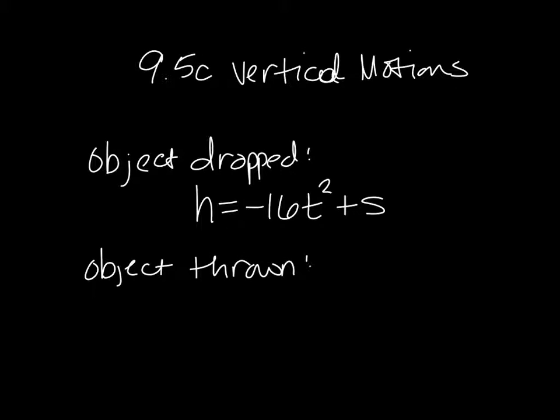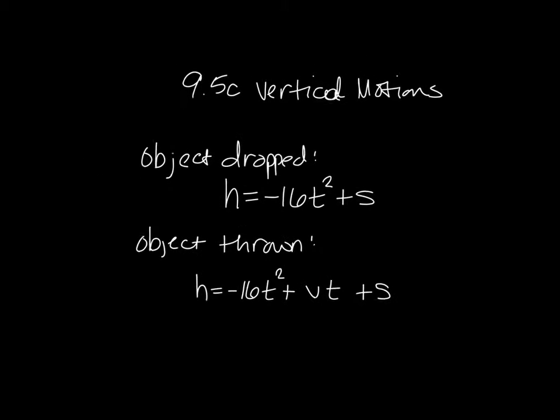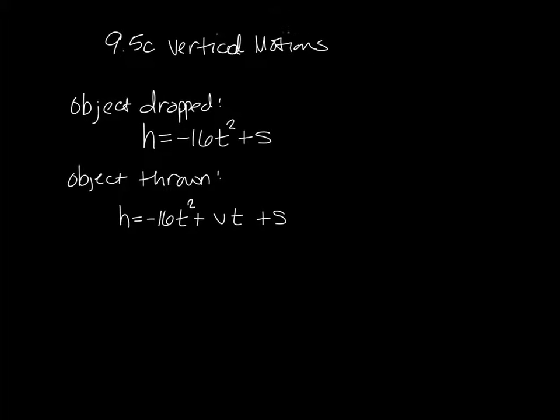The formula is actually very similar. It's h equals negative 16t squared plus s at the end, so it looks just like that except for what's in the middle. And the middle is going to be vt. So that's the addition, this vt. Let's talk about what all of this stands for. Even if you remember from the last video, I just want us to remember what things are.